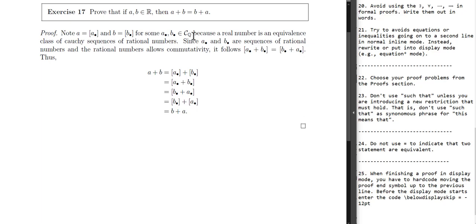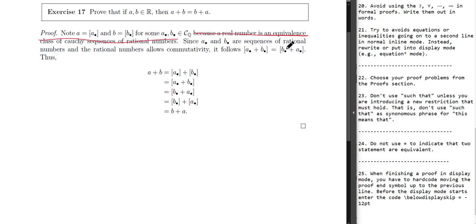We want to translate our A's and B's into equivalence classes of Cauchy sequences of rational numbers. And that's what this notation in class meant, because a real number is an equivalence class. Yeah, so that's fine, but we don't really need it here. Like, we know the definition. So we'll just ditch that.